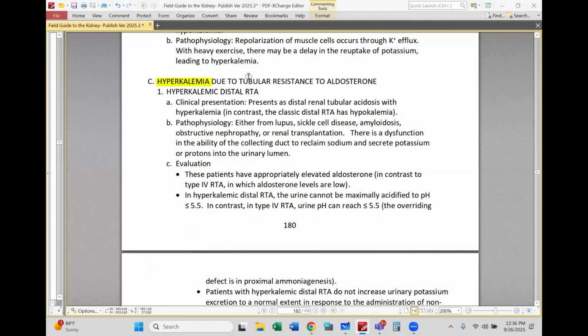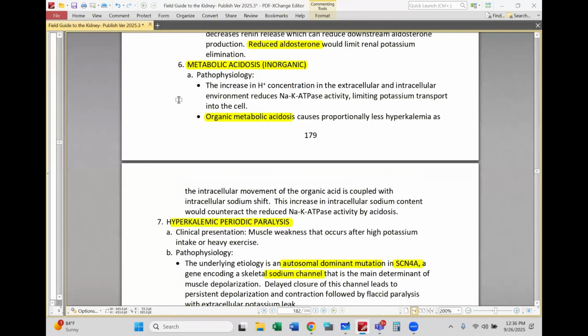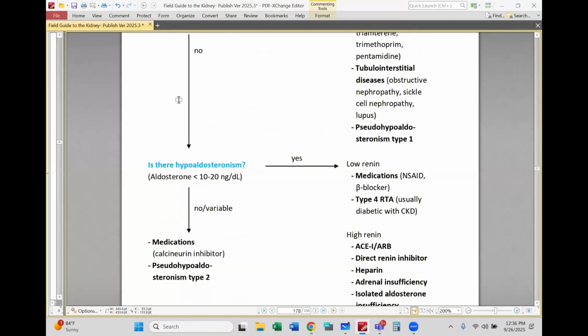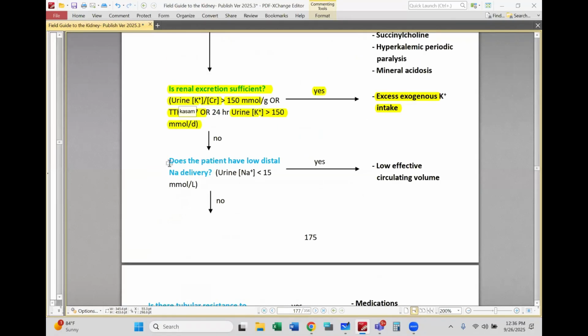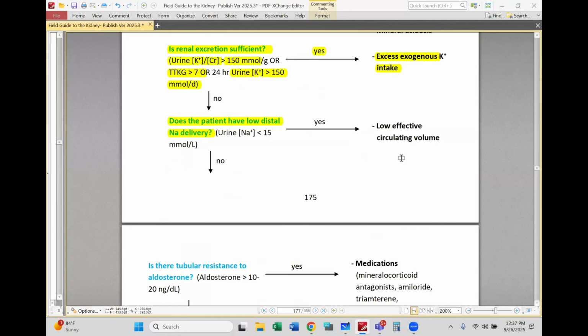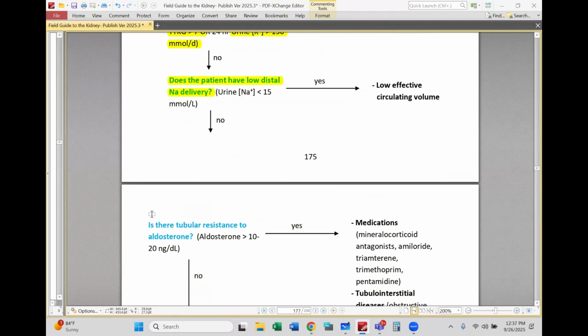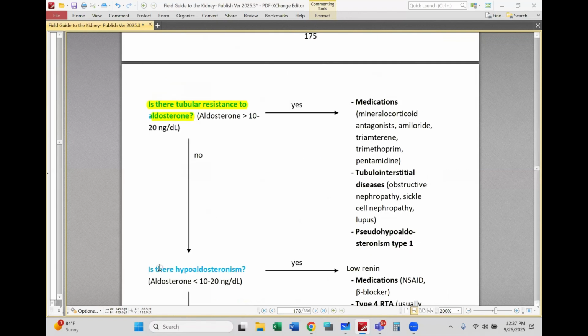Hyperkalemia due to tubular resistance to aldosterone. So I have to go where we're at. We're going down this part of the algorithm. Does the patient have these various causes of impaired K excretion, one of which is tubular resistance to aldosterone? Okay, that's where we're at. We're right here: tubular resistance to aldosterone, or is there just plain old hypoaldosteronism?